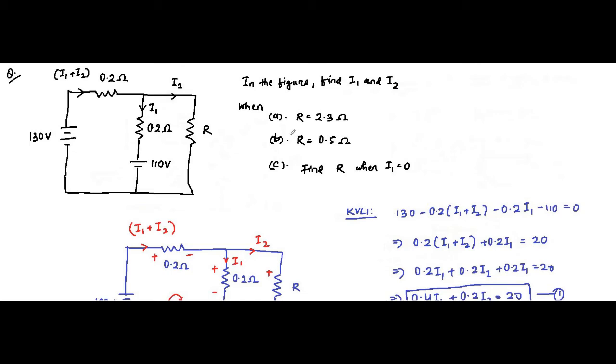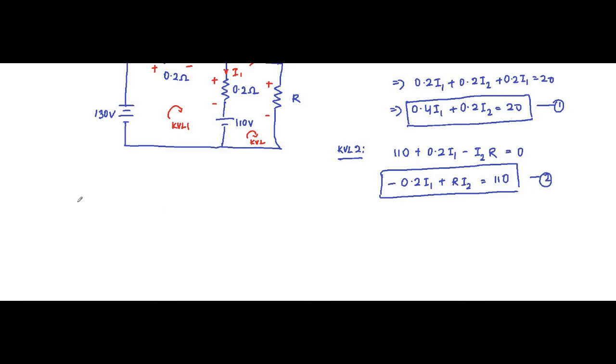So we have to substitute the values. Case A, when R is equal to 2.3 ohm. First we write equation 1: 0.4 I1 plus 0.2 I2 equals 20. Then we write equation 2 substituting the value of R, that is minus 0.2 I1 plus 2.3 I2 equals 110.